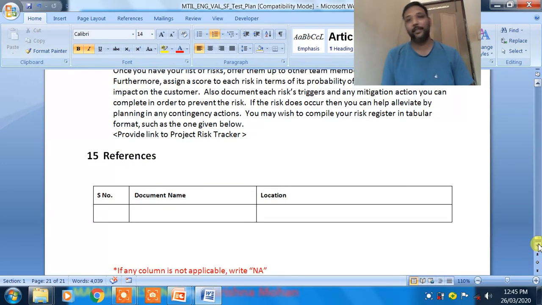Here, what are the references? What are the references for making this document? One reference is the project plan. Somebody will say the development plan, maybe the SRS. So what are the documents that you have used for making this test plan document?